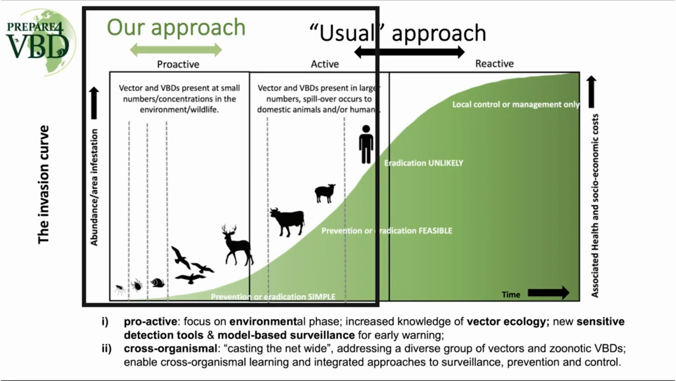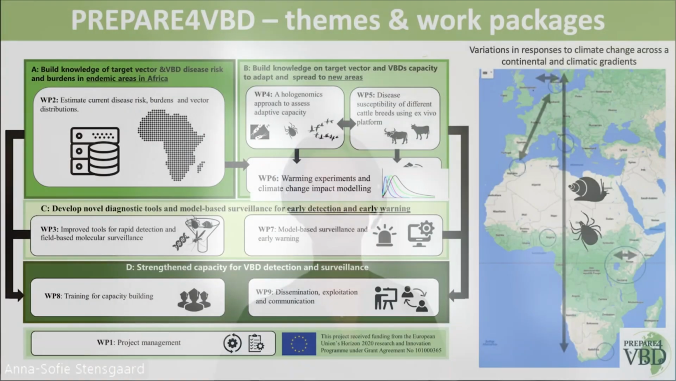So what we suggest, or our approach in our project, our consortium, is a bit more proactive. We will focus, or we did focus, on the environmental phase to increase the knowledge we have about vector ecology, to develop new and sensitive detection tools and model-based surveillance to increase early warning capacity. And as I mentioned, we are working cross-organismal. We're casting the net wide, trying to address a quite diverse group of vectors and zoonotic vector-borne diseases to enable this cross-organismal learning and more integrated approaches to surveillance, prevention, and control.